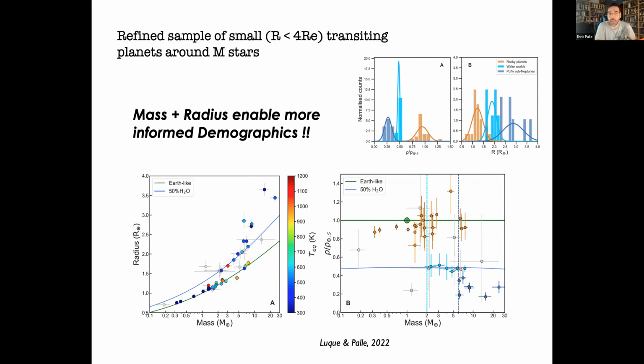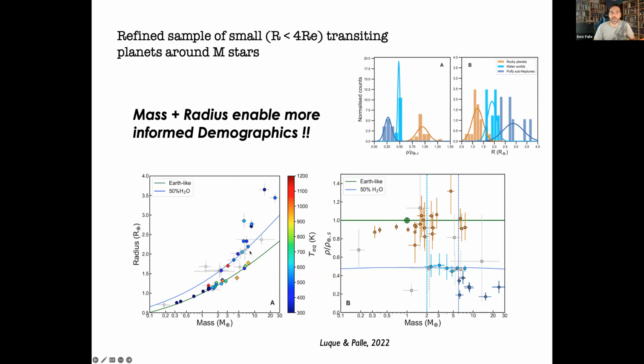But more important is the synergy between TESS and the ground-based radial velocity spectrographs that enables us to have mass and radius, and that allows us to do a more informed demographics, and that allows us to publish a paper recently where we revise the mass and radius of all known planets around M dwarfs and start to categorize these planets.